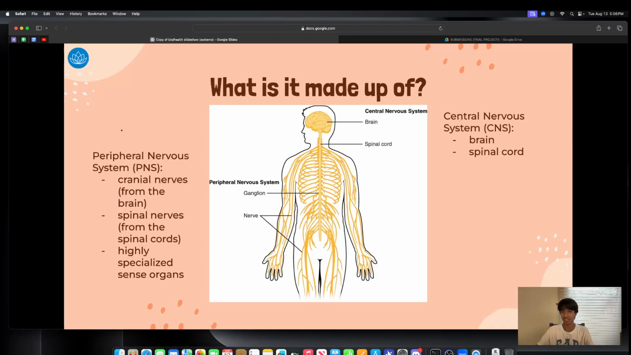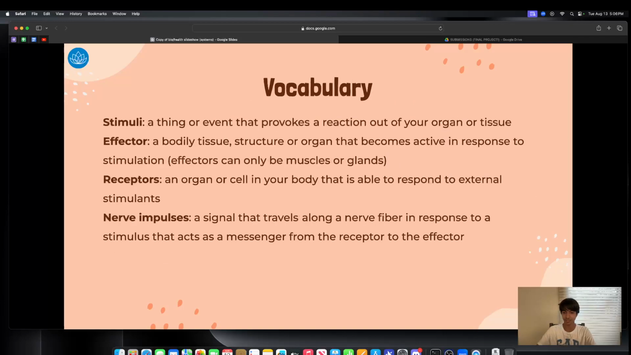So now remember the CNS things. If you've memorized this and finished writing this down, then we can move on.